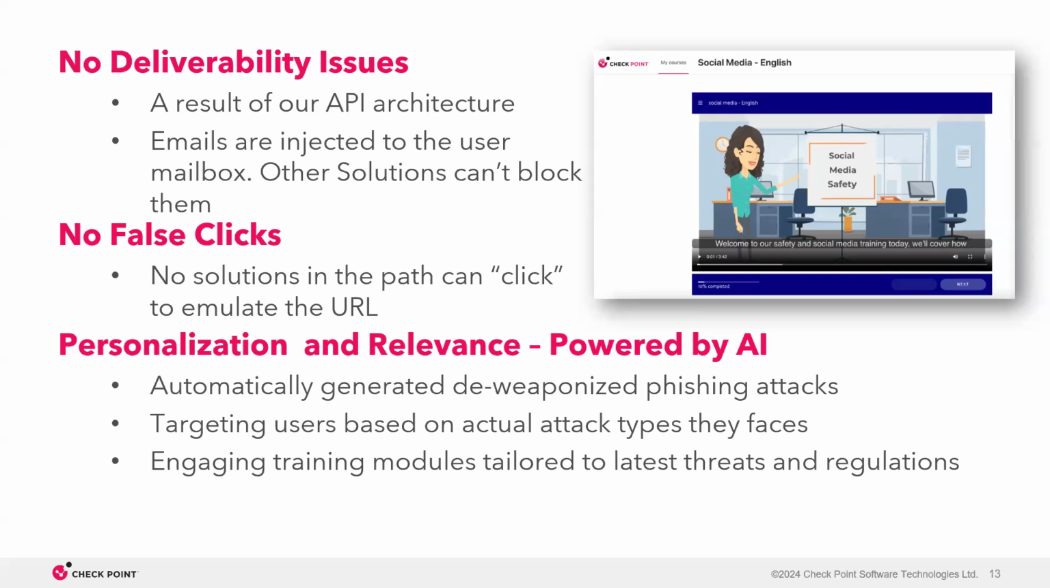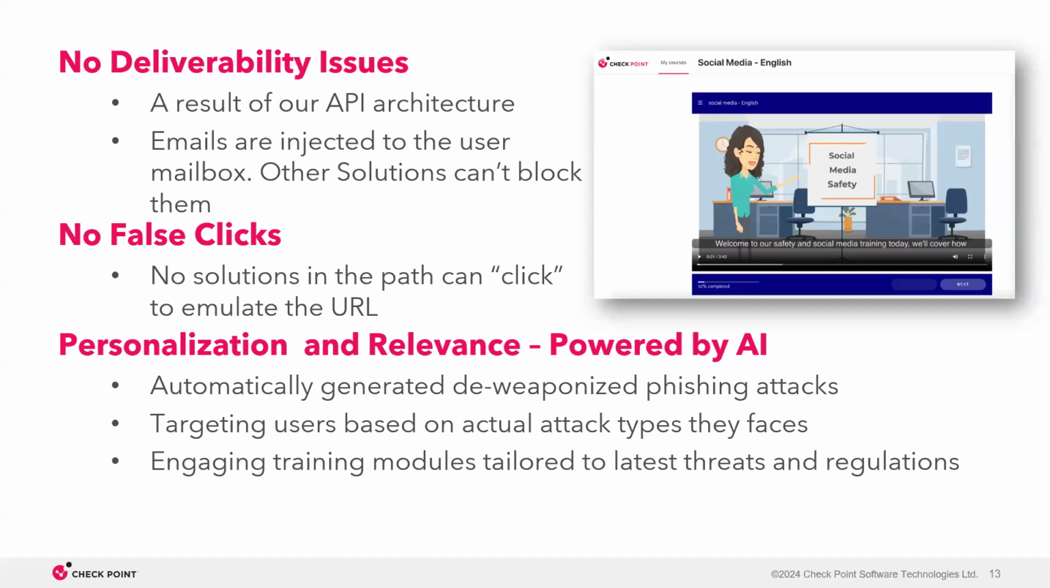No other solution will look at it. No other solution will false click, right? Like when it emulates the email and says, oh, where's this link take me? The emulation will click the link and you'll see in the report in other solutions, oh no, this person clicked the phishing link, but they didn't, right? Not going to happen here because it's injected directly via the API.